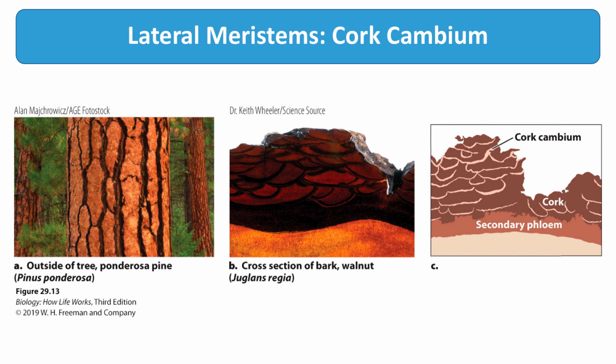Each cork cambium is relatively short-lived, and in many cases it forms in patches rather than in a continuous layer. This is why bark oftentimes looks patchy and fissured, like in this ponderosa pine to the left.